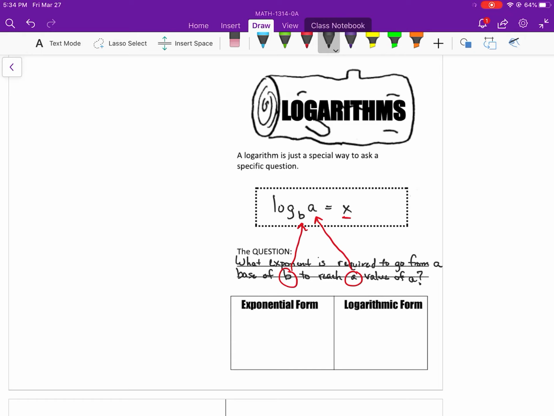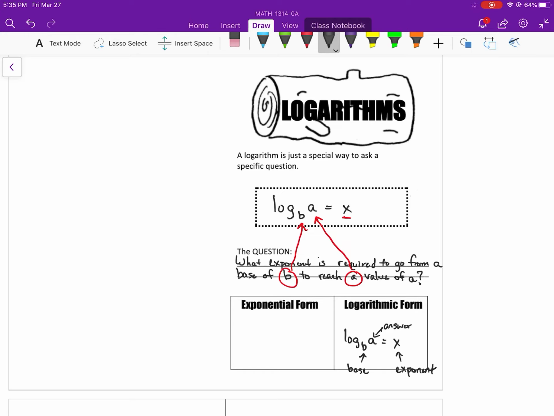Alright, now to draw more attention to this and to show the relationship between exponential form and logarithmic form, let's write it in both forms. You've already seen logarithmic form. That would be log base b of a equals x. And we already talked about b here is my base, a here is my answer, and x is my exponent.